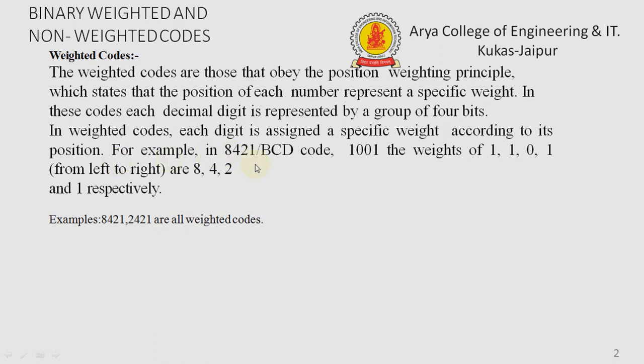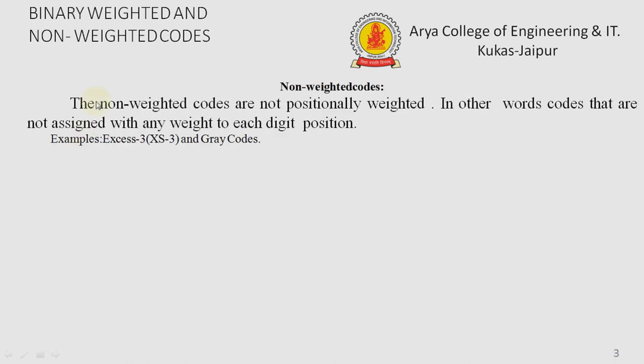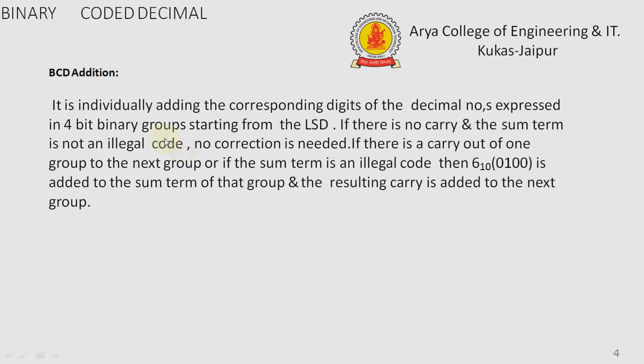For example, in 8421 BCD code 1001, the weights from left to right are 8, 4, 2 and 1 respectively. Non-weighted codes are not positionally weighted. In other words, these are codes that are not assigned any weight for each digit position, and examples are the XS3 code and the Gray code. Now we come to the first topic, BCD addition.